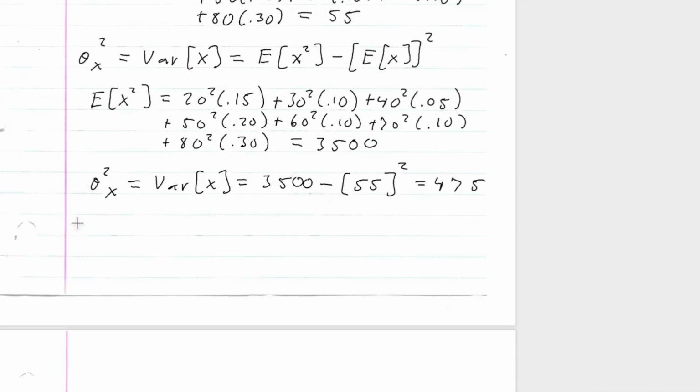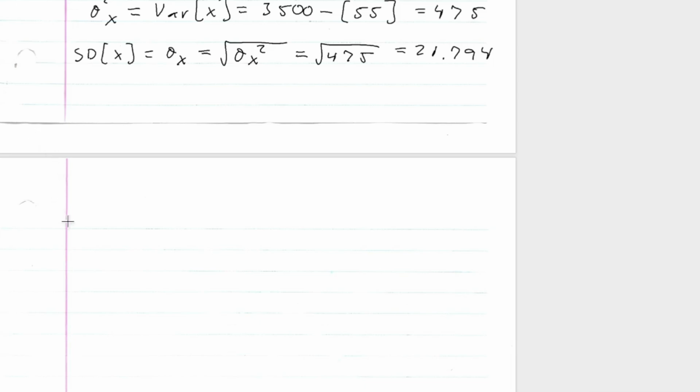So the standard deviation of x, right, is also written as this, and that, of course, is equal to the square root of the variance, which is the square root of 475, which gives me the value of 21.794.